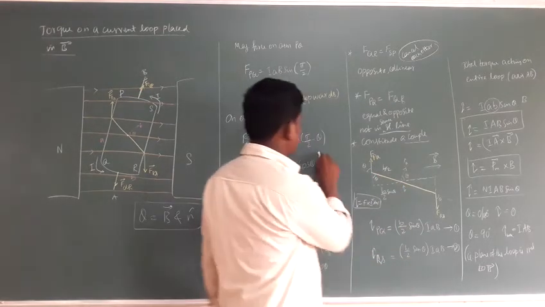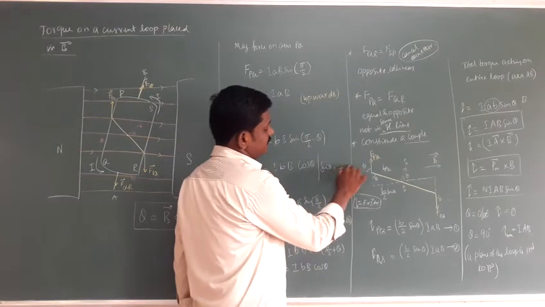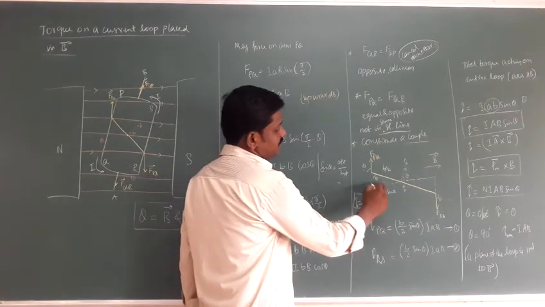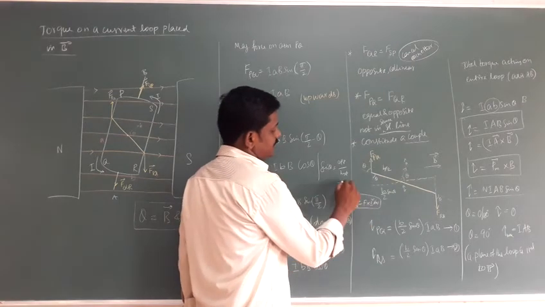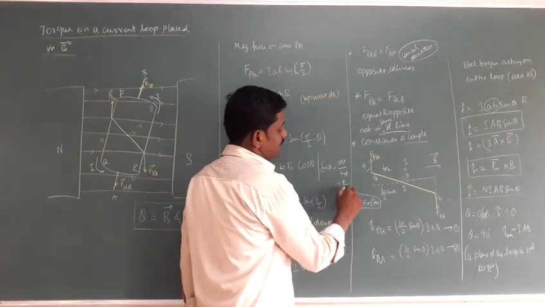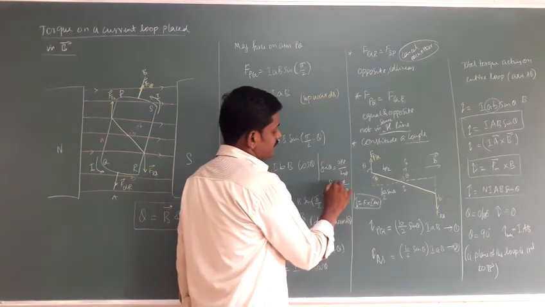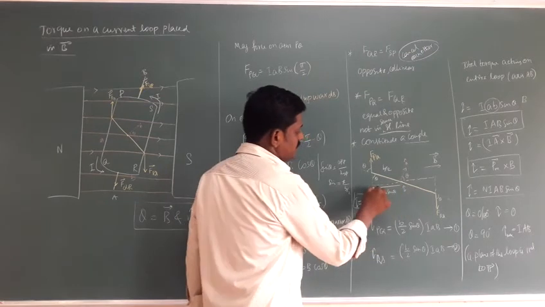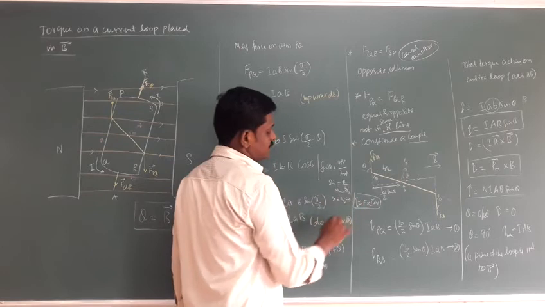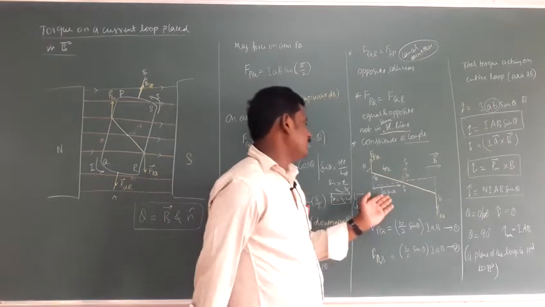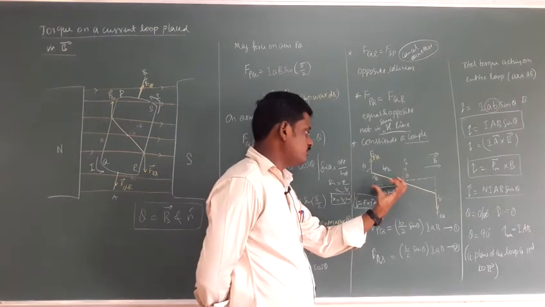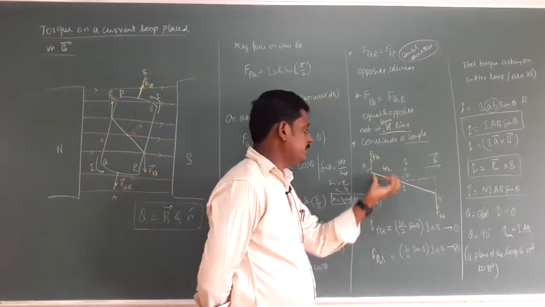So sin theta is equal to opposite by hypotenuse. This is the angle, so this is the opposite, that is x, then the hypotenuse is b by 2, so it's half. Then x is equal to b by 2 sin theta, just cross multiply. So x is equal to b by 2 sin theta, and force into perpendicular distance gives b by 2 sin theta.